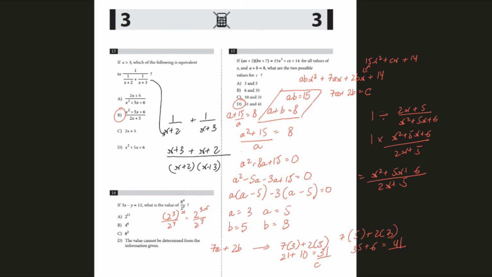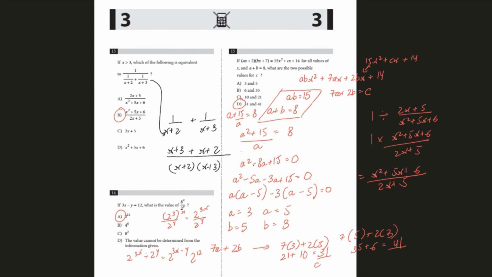When we divide, we're subtracting the powers. So 2 to the power 3x divided by 2 to the power y is equal to 2 to the power 3x minus y. Now 3x minus y is equal to 12, as they've given us in the question. So 2 to the power 12 is your answer. This is A.